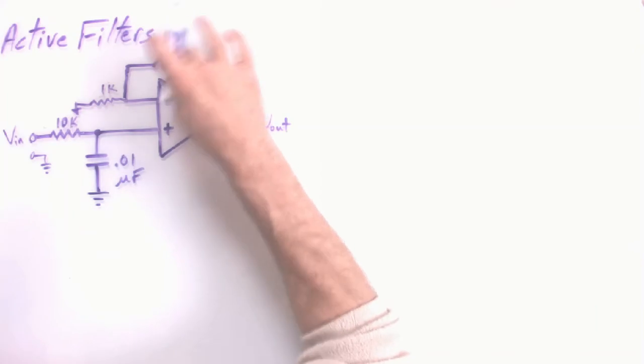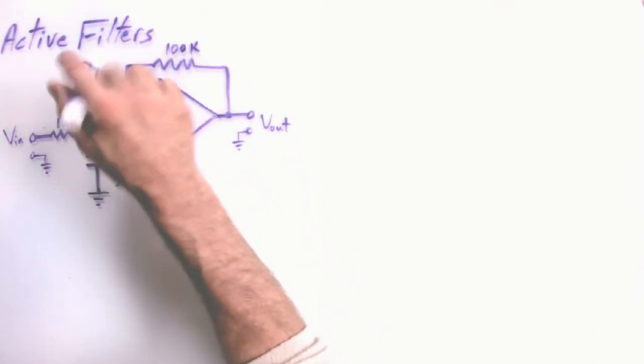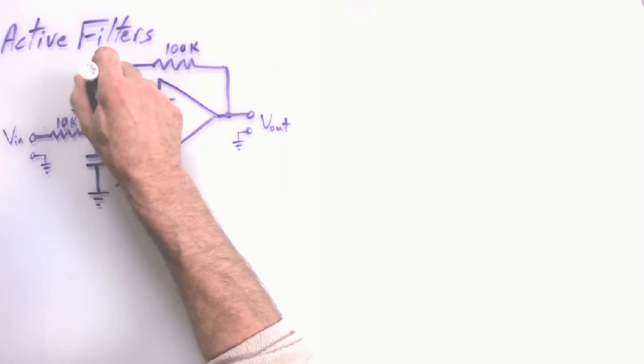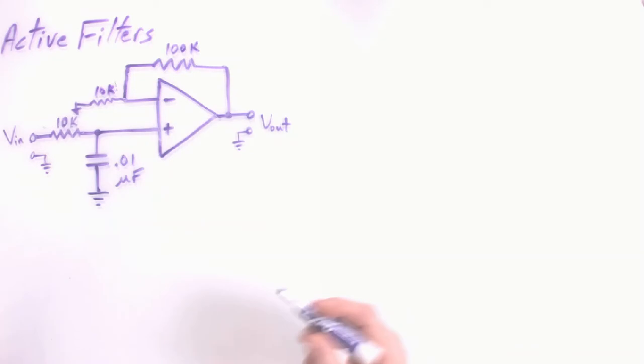Of course, this could be... I think we were using 100K there in our last exercises. It could be like this too. There's still a gain of 10, right? Yeah, 100K and 10K.